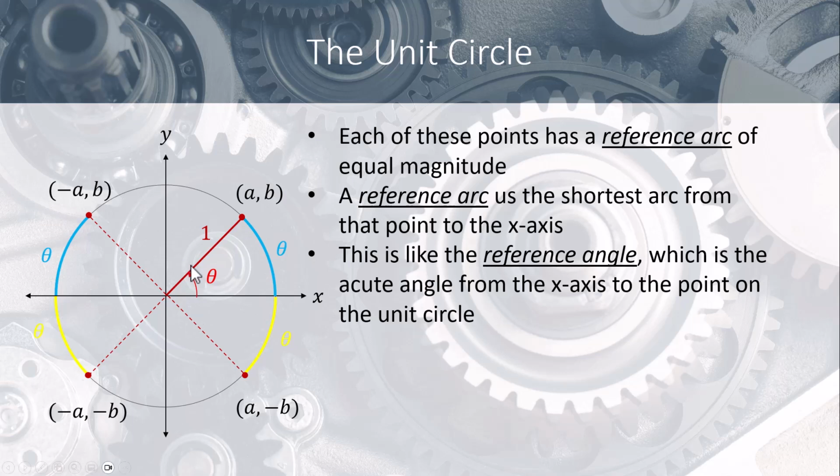Now that arc is basically nothing more than the arc associated with the reference angle. Namely, this distance, this reference arc, is theta. This distance is also theta units, and theta units. So you can look at the reference arc as basically the arc associated with the reference angle, or you can look at the reference arc as the shortest distance from the x-axis to the particular point on the unit circle.